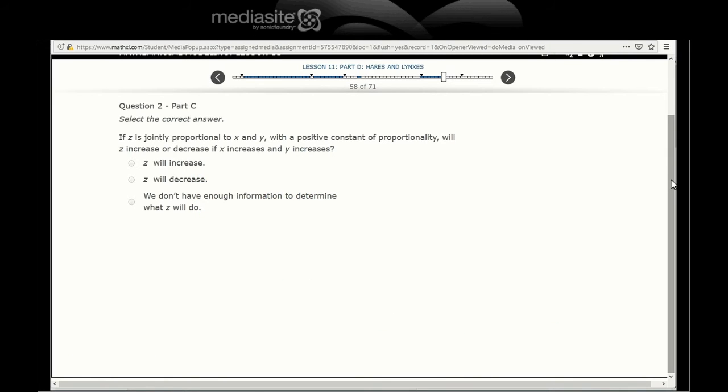So if z is jointly proportional to x and y, z equals kxy, with a positive constant of proportionality, that's k, will z increase or decrease if x increases and y increases? So z equals some constant, x gets bigger, y gets bigger. So I got two numbers getting bigger, I multiply them, which means z must also get bigger.